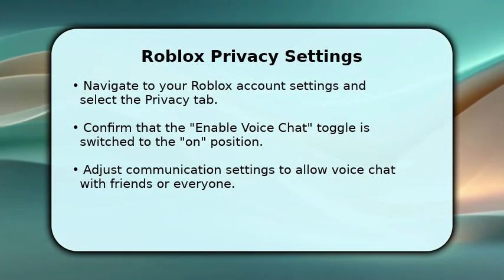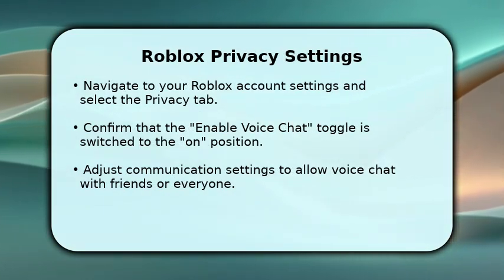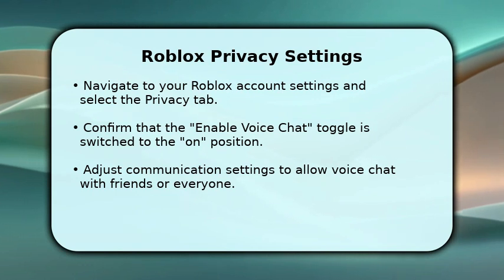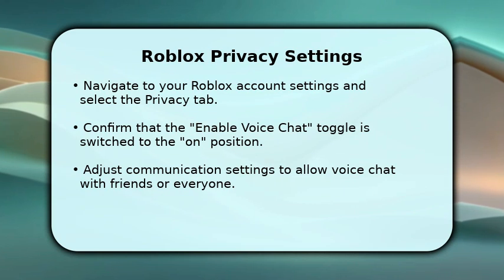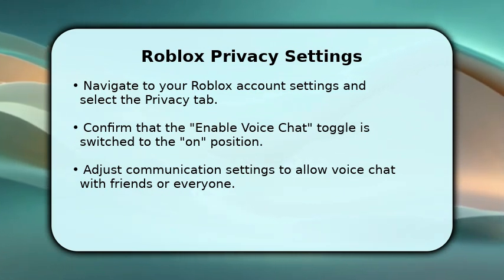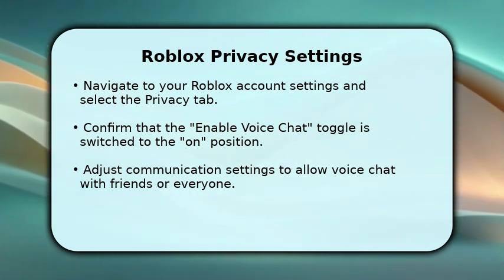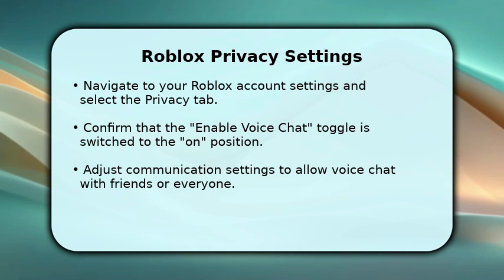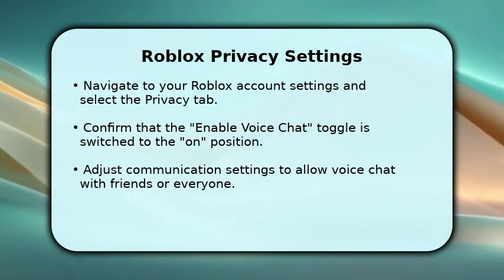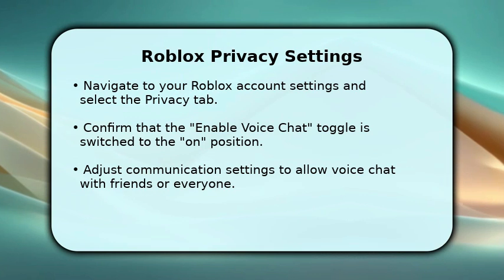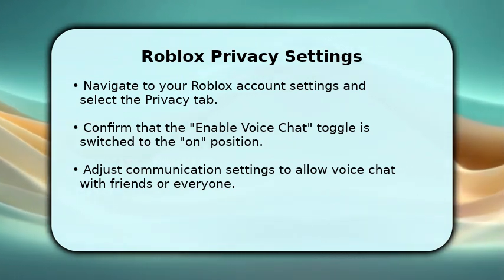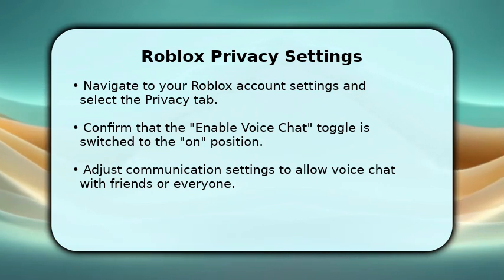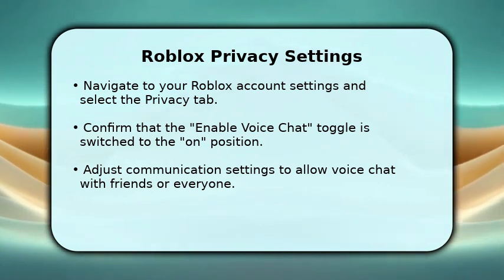Now, let's dive deeper into your Roblox privacy settings. Open your Roblox application and head to your account settings, then click on the Privacy tab. Here, you'll find the crucial Enable Voice Chat toggle. Ensure it is switched to the On position. You might also want to adjust your communication settings to allow voice chat with friends or everyone, depending on your preference. Always remember to save any changes you make before closing the settings menu.